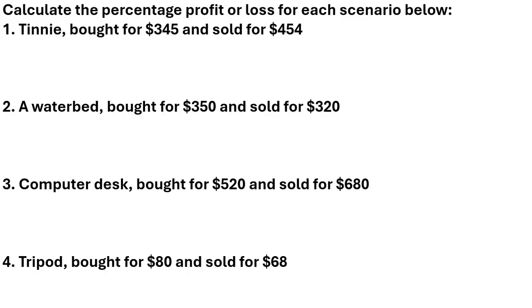So first question, Tinny bought something for $345, sold it for $454. The overall question is calculate the percentage profit or loss for each of the scenarios below. So again, we want the same information. The first thing we want is our change. So in this case, the change is going to be 454 take away the 345. What that's going to give me is 109. I want my original, so it's what I started with, which in this case is the $345.